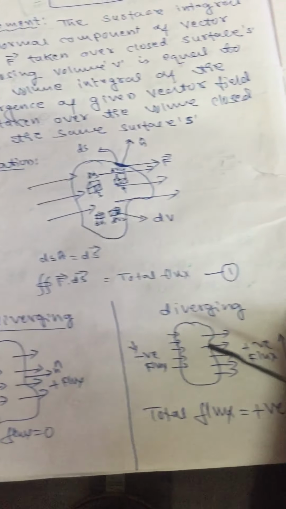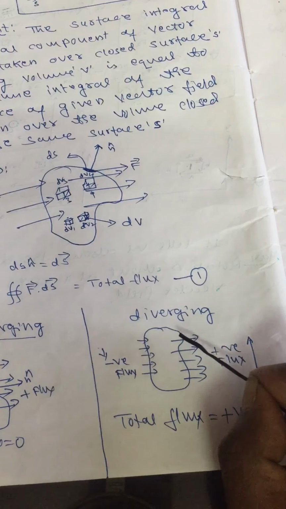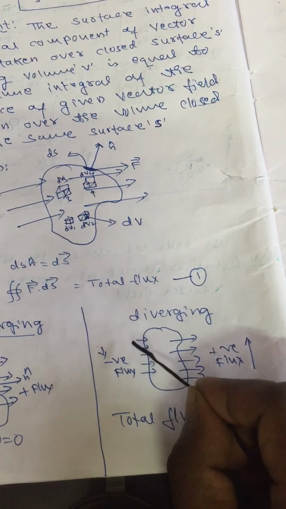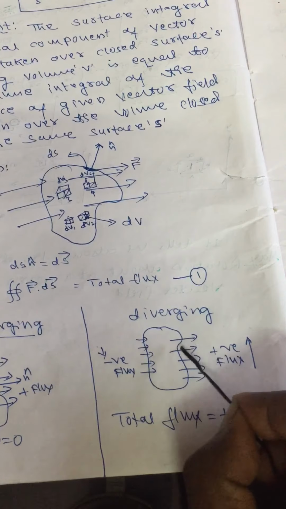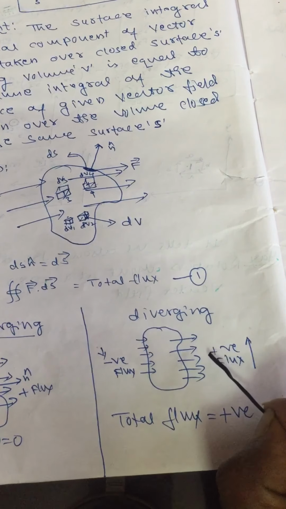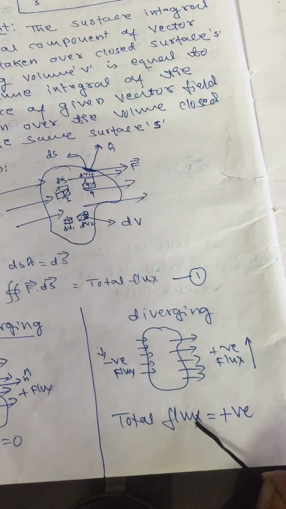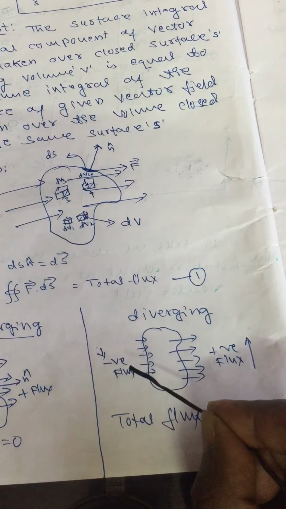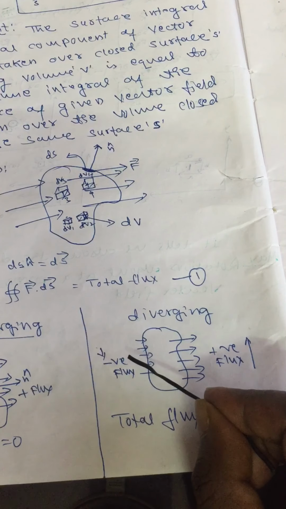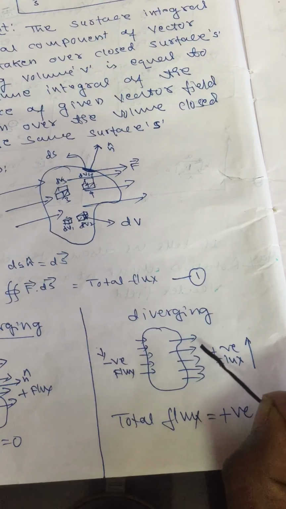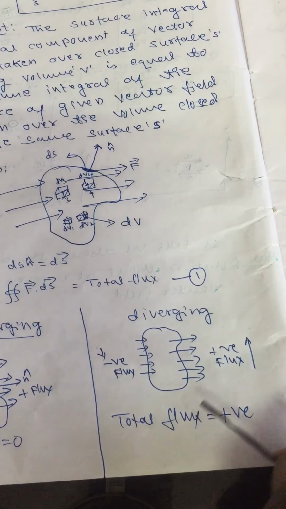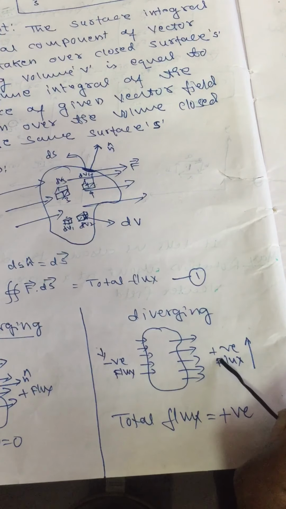You take another case, the diverging case. Here it is a non-uniform vector field, meaning in the three-dimensional object the field enters here, and here the field leaves. This is the negative flux, this is the positive flux. So what is the total flux? The total flux is positive. In this non-uniform vector field, the incoming field is less and the leaving field is more, so naturally the divergence is positive. So the total flux is also positive and the divergence is also positive.